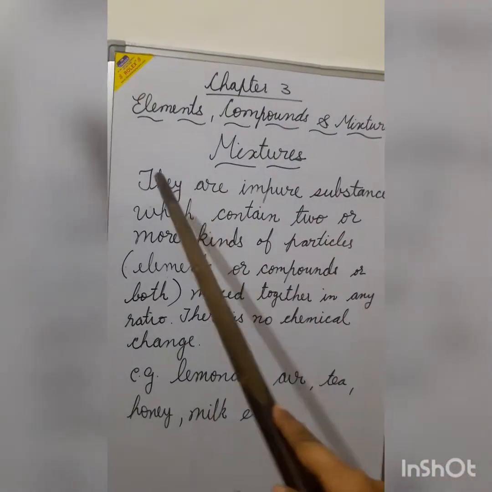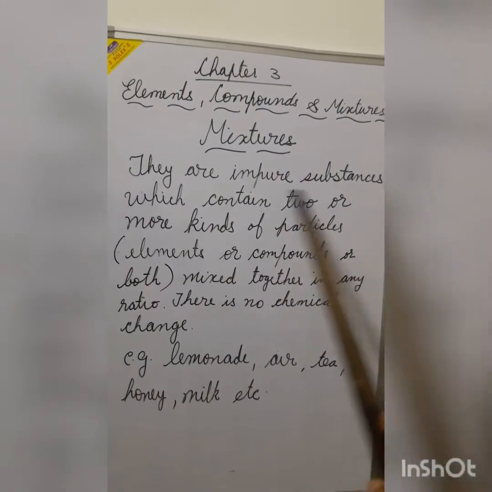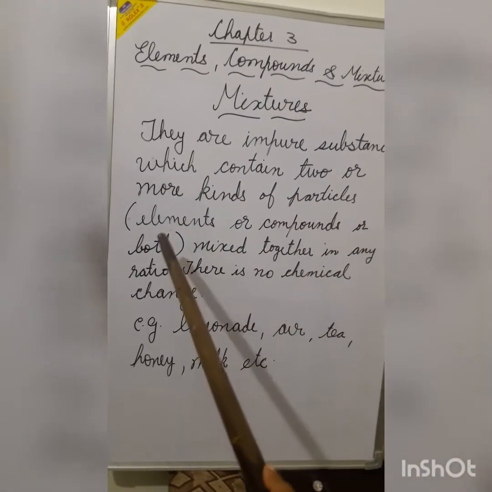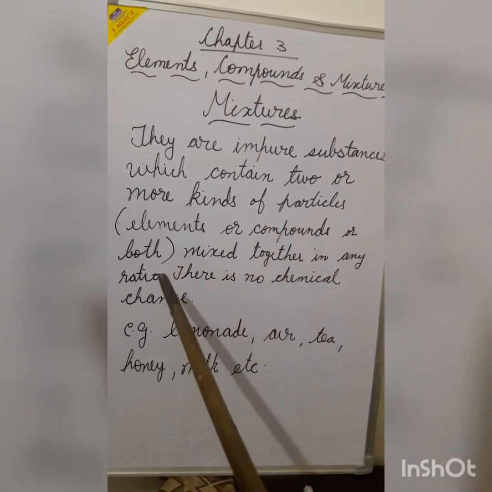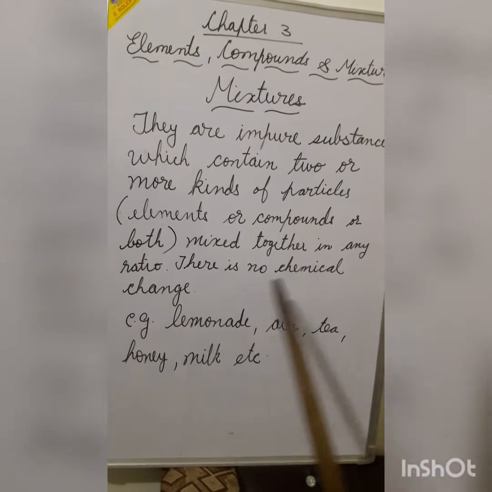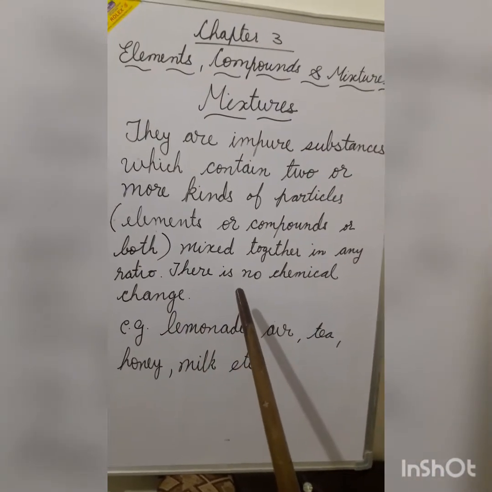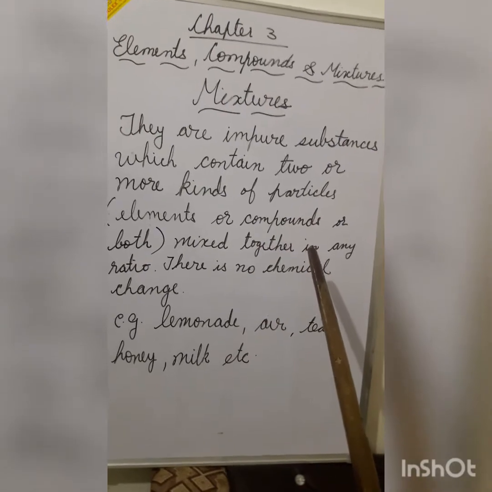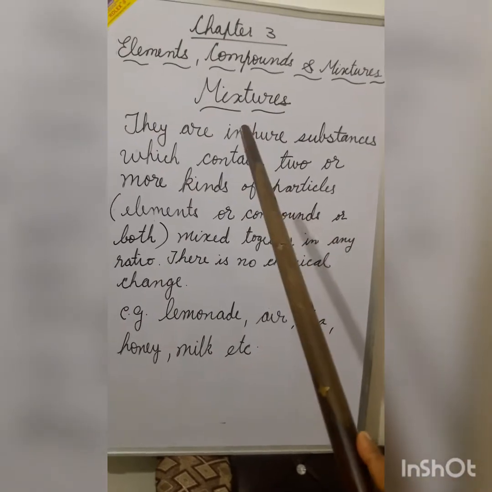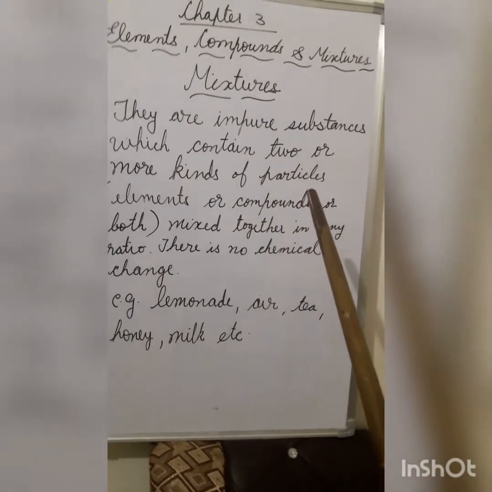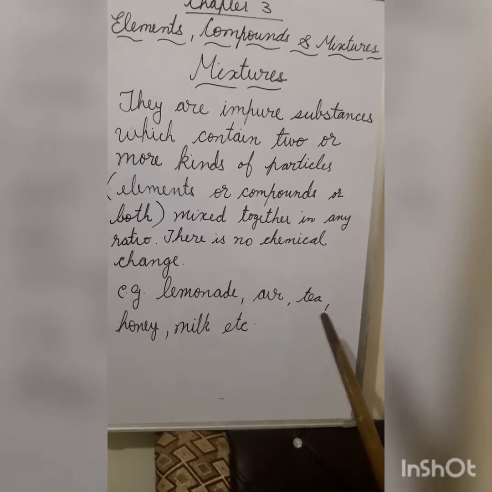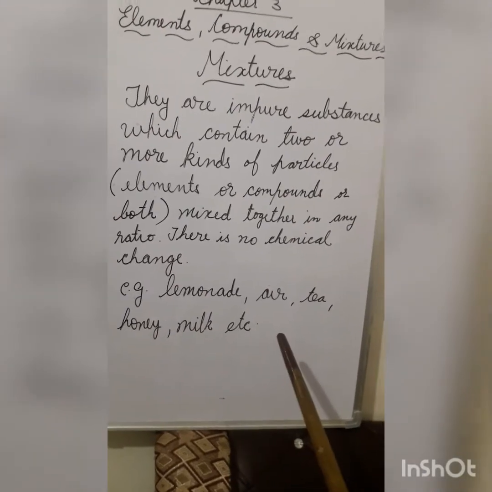What are mixtures? Mixtures are impure substances which contain two or more kinds of particles. They may be elements or compounds or both of them mixed together in any ratio. They don't undergo any chemical change. There are no chemical reactions between the constituents. So, the elements or compounds or any constituent present in the mixture retain their property. Examples: lemonade, air, tea, honey, milk, etc.